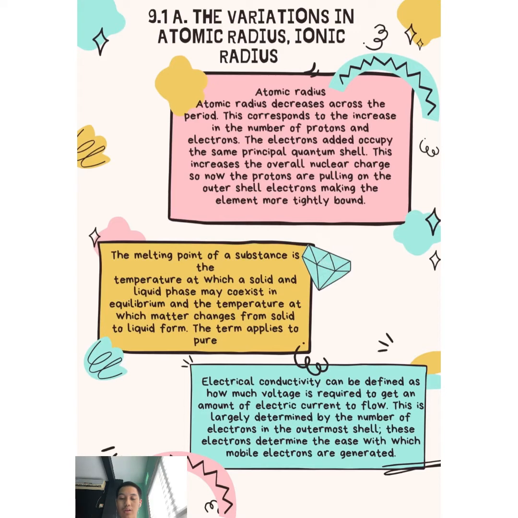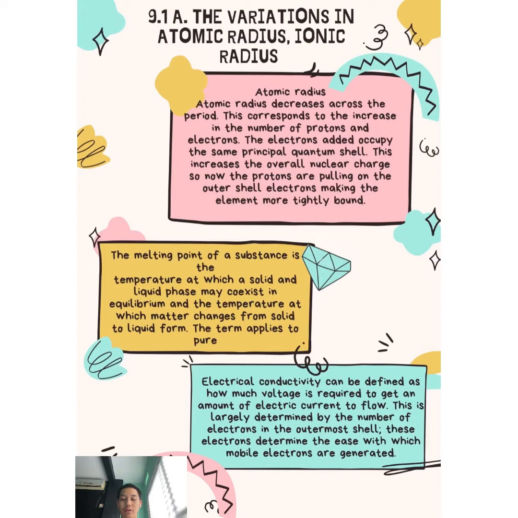Ionic radius increases across the period because the ratio of protons to electrons becomes greater. Cations are smaller than their neutral atoms. Anions are always larger than their neutral atoms. When elements are isoelectronic, the rule is that the higher the nuclear charge, the smaller the ion appears.